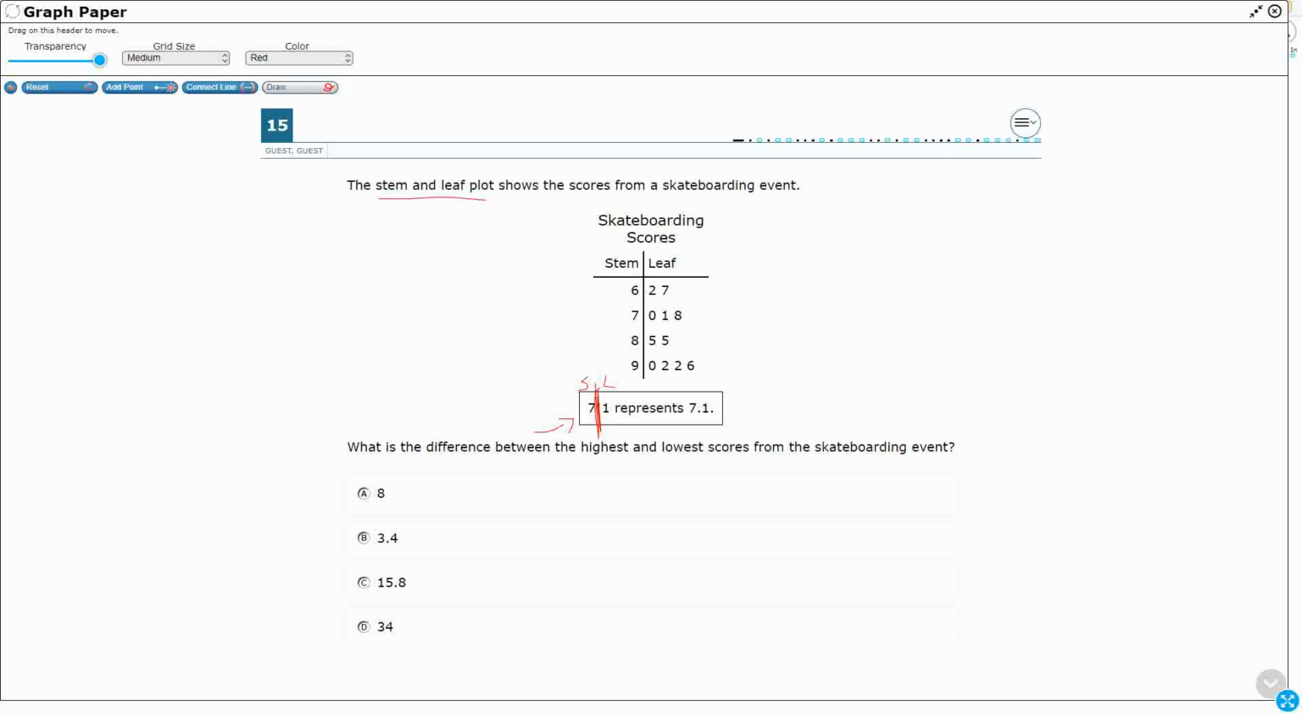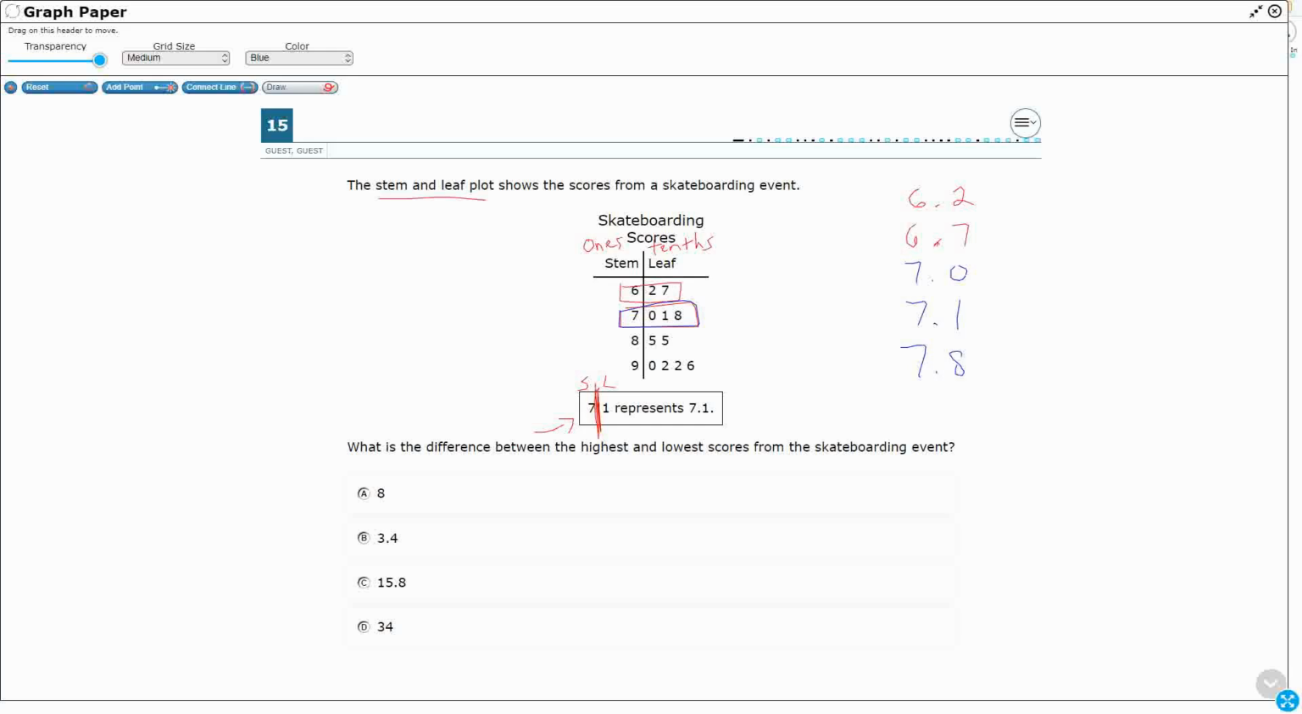So this looks like it's going to be the ones place, and this looks like it's going to be the tenths place. All right, so let's take a look at our scores here if we want to look at it this way. So the 6 with the 2, if I wanted to list it out, that's going to be 6 and 2/10. And then that's going to be a 6 and 7/10. Now looking at my 7s, and let's change color there. Let's make that a blue. 7 and 0/10, 7 and 1/10, 7 and 8/10.